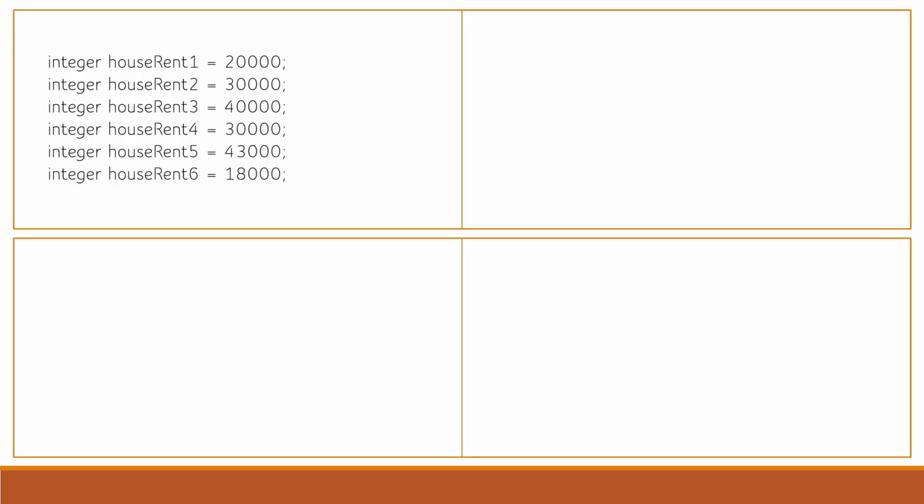If we have a requirement to store the rent of 6 houses, what if we start creating variables and assign them values like I have created? So you can see six variables of type integer. I have named them house rent 1, 2, 3, 4, 5, and 6 and assigned values to these variables. But by creating these variables, I have also produced some problems here as well. So let's discuss these problems.